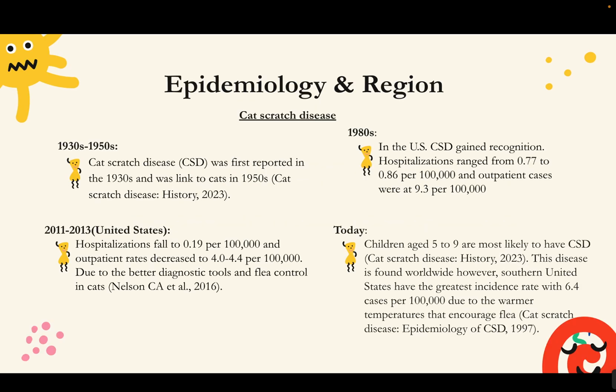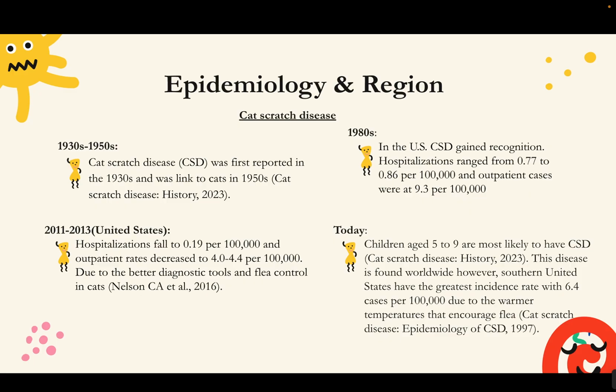Epidemiology and the region of cat scratch disease. Cat scratch disease was first reported in 1930 and was linked to cats in 1950. In 1980, in the US, CSD gained recognition. Hospitalization ranged from 0.77 to 0.86 per thousand, and outpatient cases were at 9.3 per thousand. In 2011 to 2013 in the United States, hospitalization fell to 0.19 per thousand, and the outpatient rate decreased to 4.0 to 4.4 per thousand due to better diagnostic tools and flea control in cats.